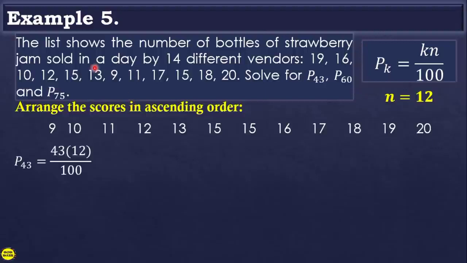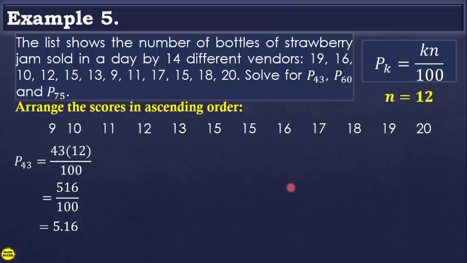Okay, so unahin na natin yung 43rd percentile. Okay, so 43 times 12. So yung K natin, pinalitan natin ng 43 since pinapahanap sa atin yung una is 43rd percentile. So yung N natin is 12. 43 times 12, kulang ata. Okay, so 516 divide 100, the answer is 5.16.